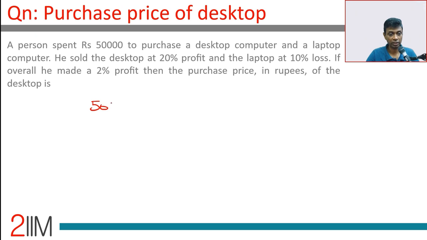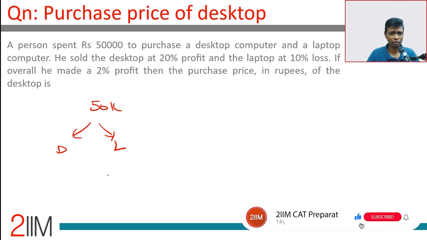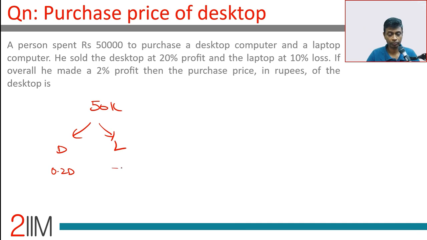A person spent 50,000 to purchase a desktop computer and a laptop computer. 50k, a desktop and a laptop. He sold the desktop at a 20% profit and the laptop at a 20% loss. 0.2d minus 0.1l. Overall, he made a 2% profit. Then the purchase price in rupees of the desktop is super. 0.2d minus 0.1l is 2% of 50k.